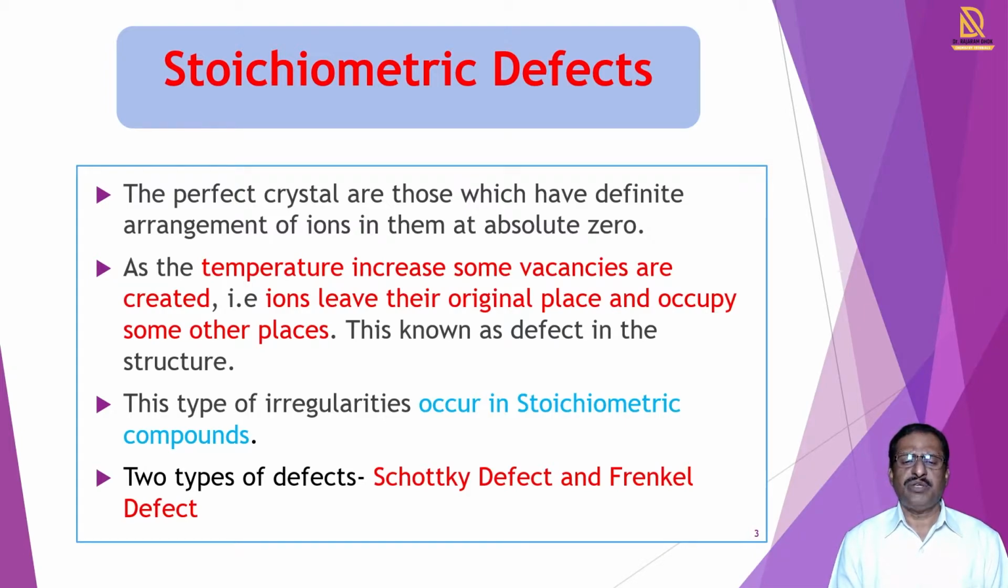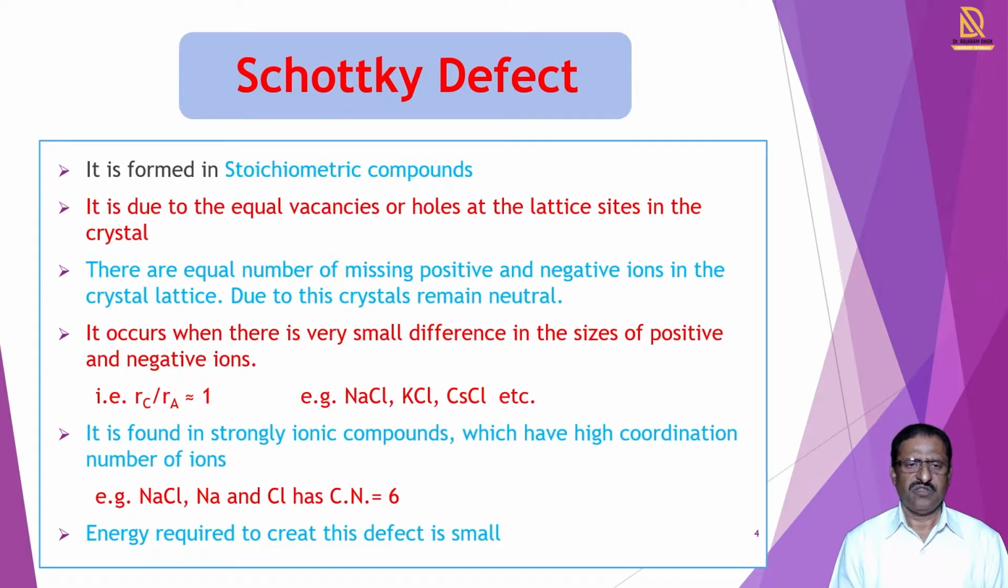This type of irregularity occurs mainly in stoichiometric compounds. Depending upon which ions lose their positions, stoichiometric defects are classified into two types, that is Schottky defect and Frenkel defect. So what are Schottky defects and how are they obtained? What are Frenkel defects? We see in detail with the help of certain diagrams. So first, the Schottky defect.